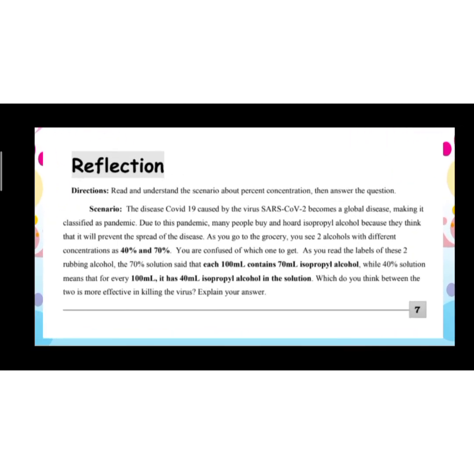Then, for reflection, scenario: the disease COVID-19 caused by the virus SARS-CoV-2 becomes a global disease, making it classified as a pandemic. Due to this pandemic, many people buy and hoard isopropyl alcohol because they think that it will prevent the spread of the disease. As you go to the grocery, you see two alcohols with different concentrations, 40% and 70%. You are confused about which one to get. As you read the labels of these two rubbing alcohols, the 70% solution says that each 100 ml contains 70 ml isopropyl alcohol, while 40% solution means that for every 100 ml, it has 40 ml isopropyl alcohol in the solution. Which do you think between the two is more effective in killing the virus?